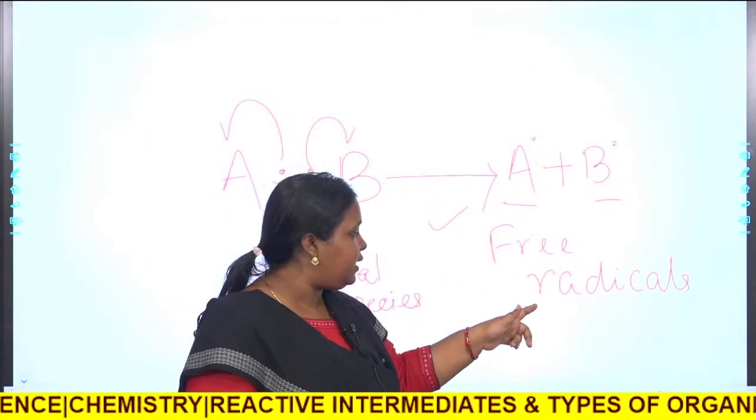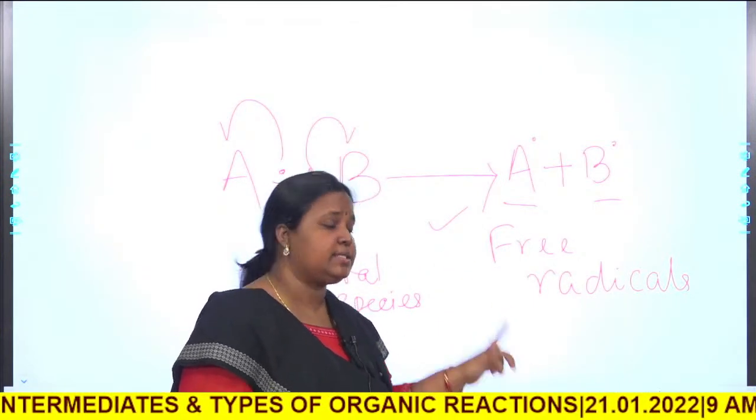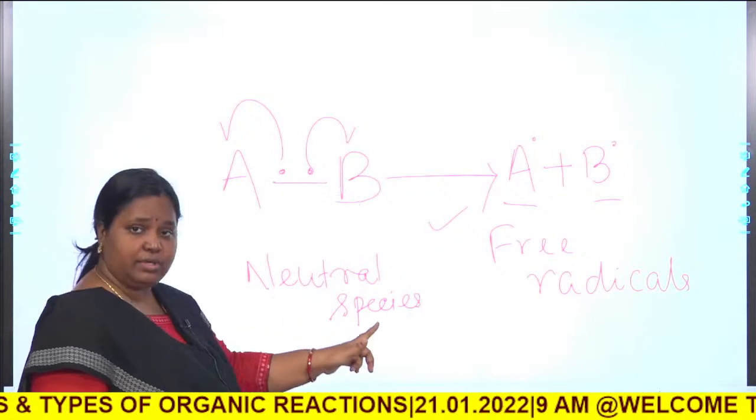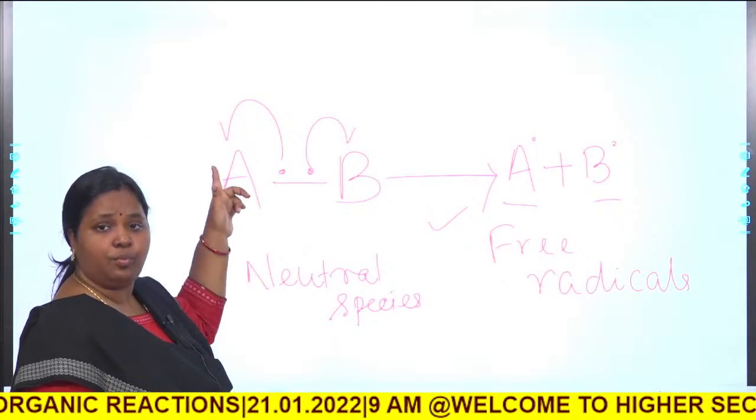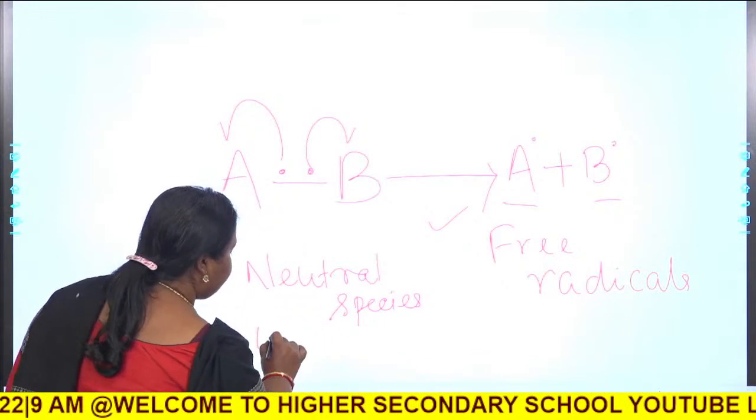So what are free radicals? Now free radicals are reaction intermediates having their neutral species formed by the homolytic fissions, and they have unpaired electron.